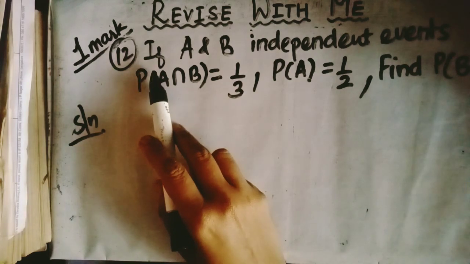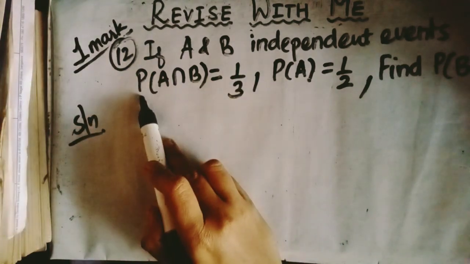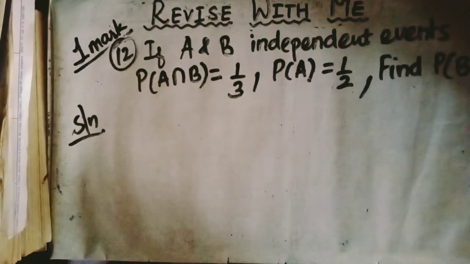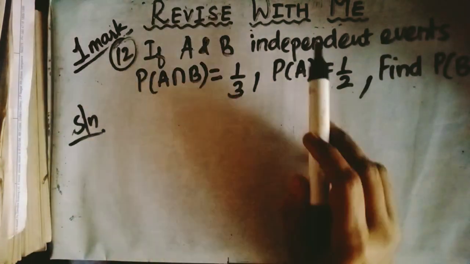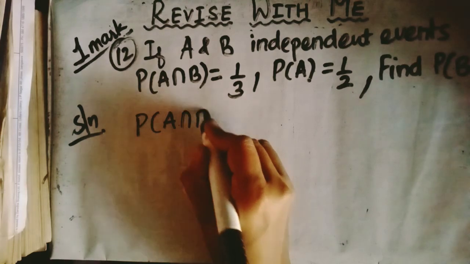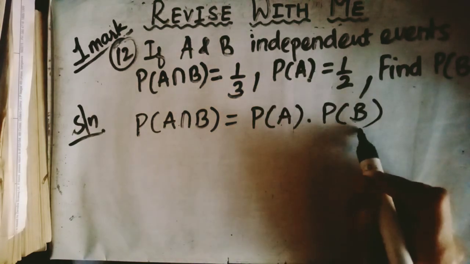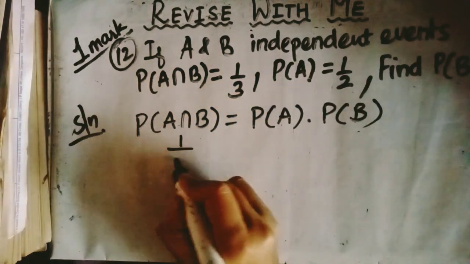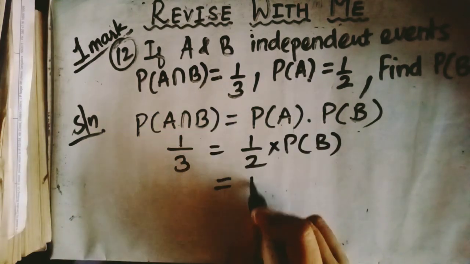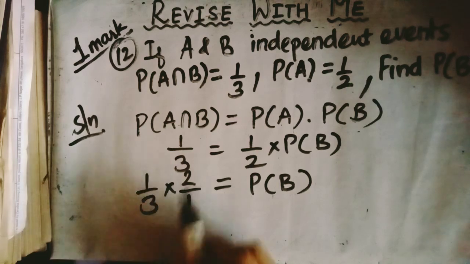Now here the question is given: if A and B are two independent events, and the information given is P(A ∩ B) is 1/3, P(A) is 1/2. You have to find P(B complement). So using the information that A and B are independent events, we can write P(A ∩ B) is P(A) × P(B), right? So from this you will find the value of P(B). So 1/3 equals 1/2 × P(B). So your P(B) is 1/3 × 2/1. So this is 2/3.